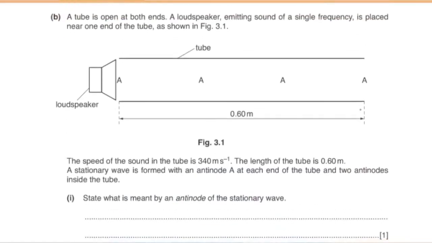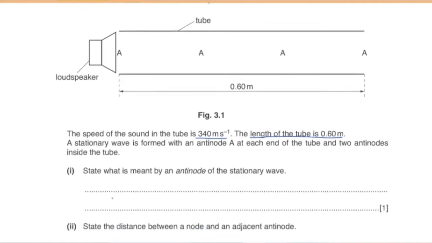Part B, a tube is open at both ends. A loudspeaker emitting sound of a single frequency is placed near one end of the tube as shown in figure 3.1. The speed of the sound in the tube is 340 meters per second. The length of the tube is 0.6 meters. A stationary wave is formed with an antinode at each end of the tube and two antinodes inside the tube. Part 1, state what is meant by an antinode of the stationary wave. So an antinode is a point where amplitude is maximum.